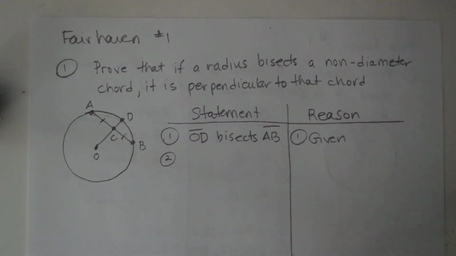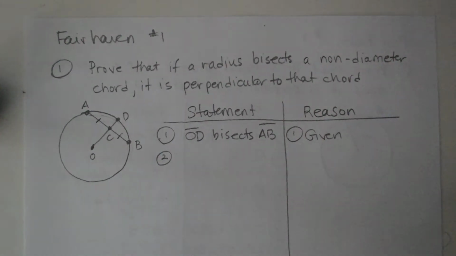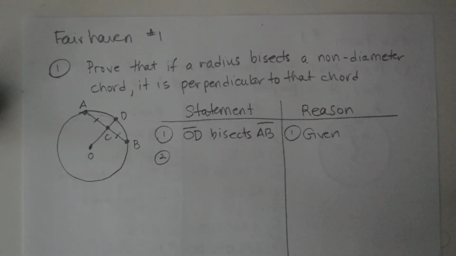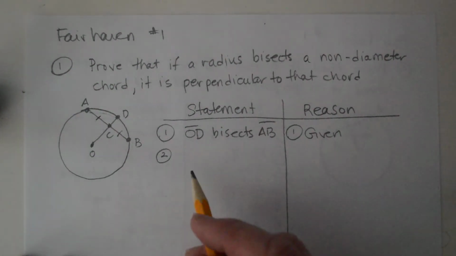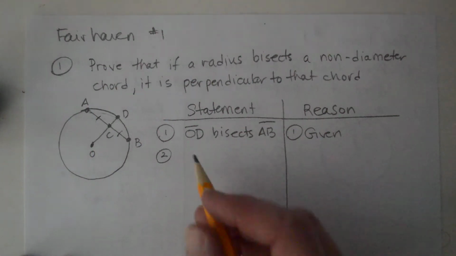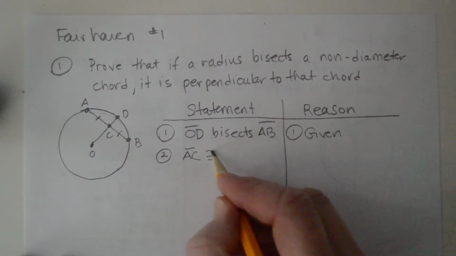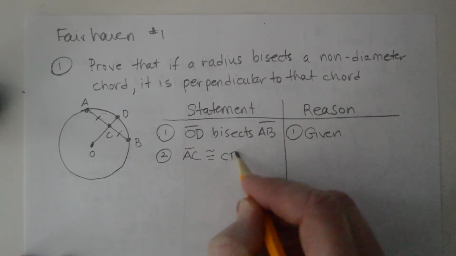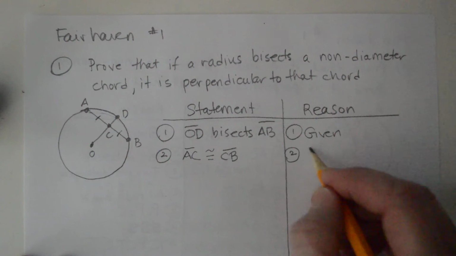All right, so let's start out with that. OD bisects, and again, he's got chord AB in there. I didn't write that, but it should be chord AB, and that's a given. Okay, step number 2 now is that we are going to say that segment AC is congruent to segment CB. And the reason for that is definition of bisect.